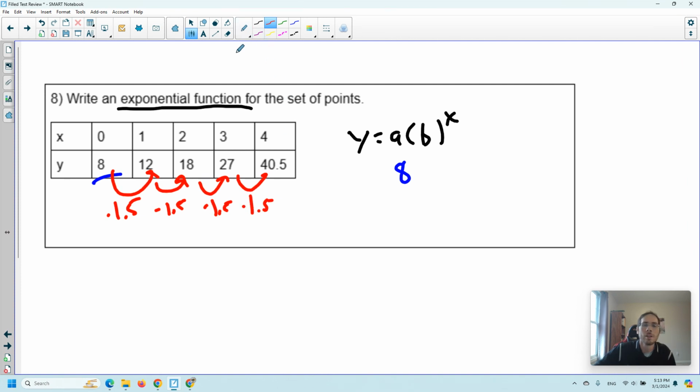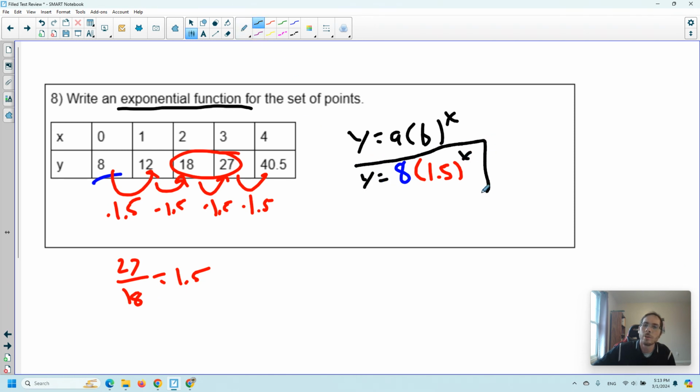And again, if we didn't know or if we forgot, we could just take two of them that are next to each other and divide. 27 divided by 18 is 1.5. X stays as x, y stays as y. And this is a pretty quick question if you know what you're doing. So there we go. All right.